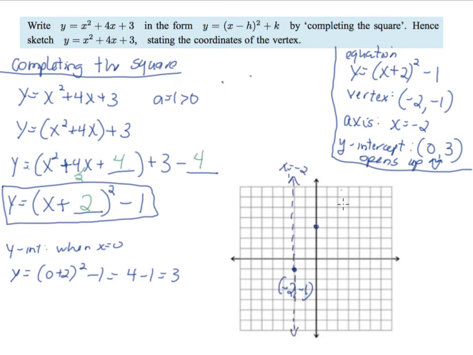Plot my y-intercept, use my symmetry to find the corresponding spot on the other side of the axis of symmetry at the same height as my y-intercept. Now I have 3 points, so I can sketch the curve. Remember, it's okay to use only 3 points to sketch a graph as long as one of those points is the vertex.